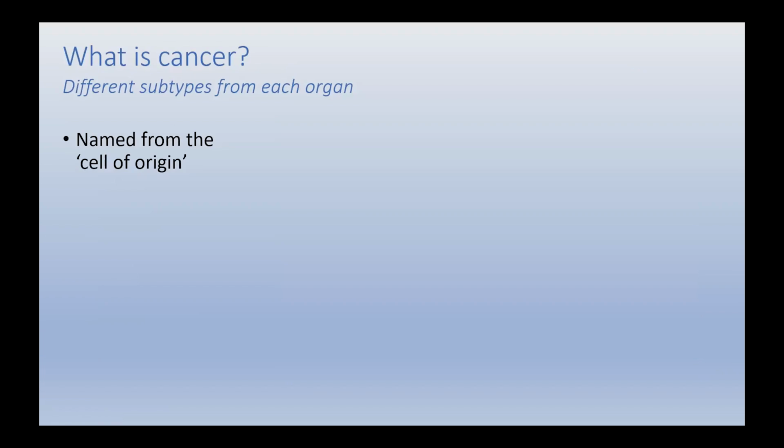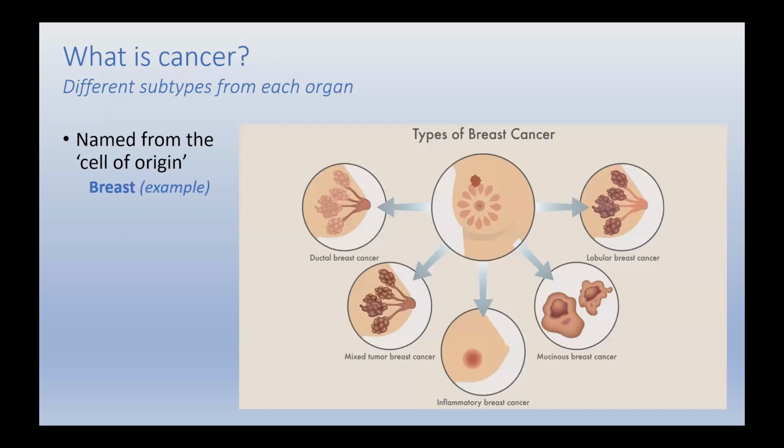So there are many different subtypes from each organ of cancer, and it's truly named from the cell of origin. So I'm going to share with you an example of breast. There's many different types of breast cancer that really relate to what the cell of origin is that initially developed a mutation, grew out of control, and caused cancer.